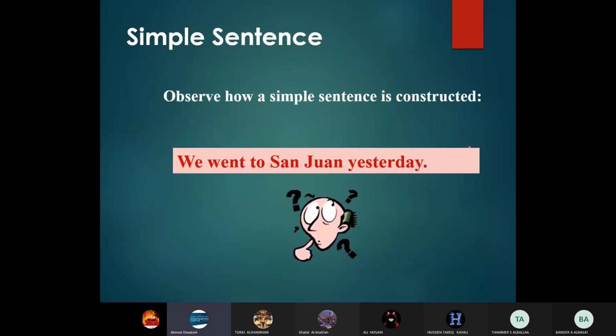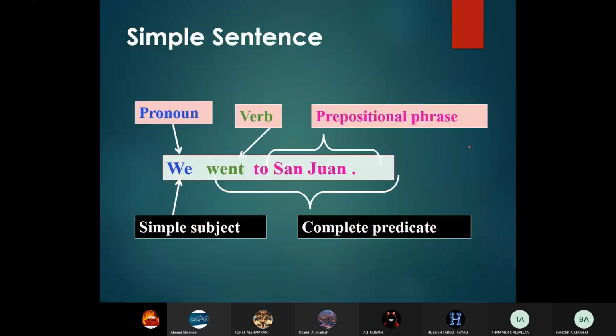We need to observe how a simple sentence is constructed. Like, we went to San Juan yesterday. We is the subject, went the verb, to the preposition. San Juan is the object of the preposition, and yesterday is the time reference or the adverb. So we is a pronoun, went a verb. To San Juan is the prepositional phrase. Went to San Juan, all of it is the complete predicate.